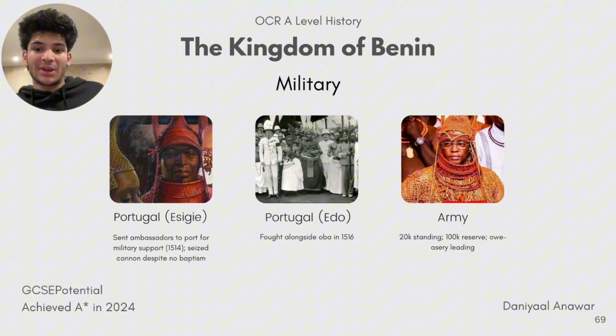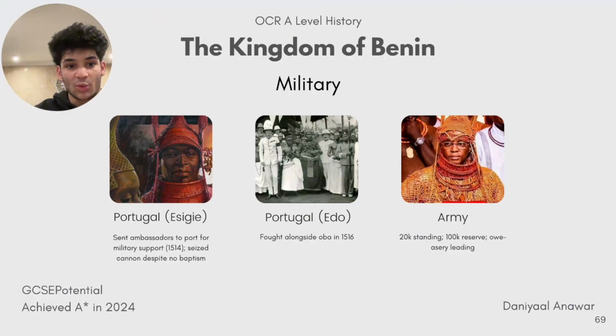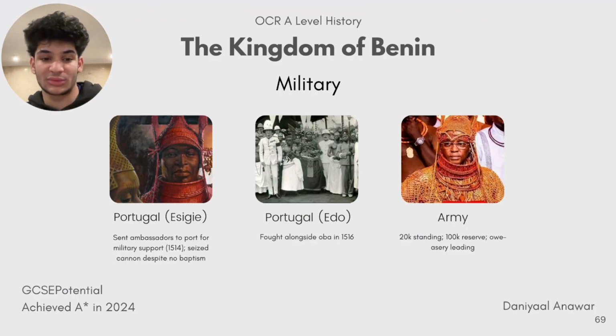Cool, 3 points about the military. Firstly, Portugal, Esigie. This guy is a go, okay? I don't know what he did. He probably committed absolute travesties, but he was pretty amazing. He sent ambassadors to Portugal to try and get military support in 1514. They were not really the happiest with Esigie because he refused to get baptized. And yet, despite this, the bloke was just a madness.